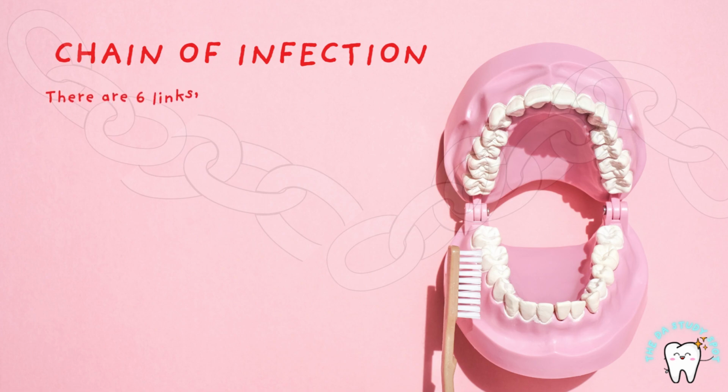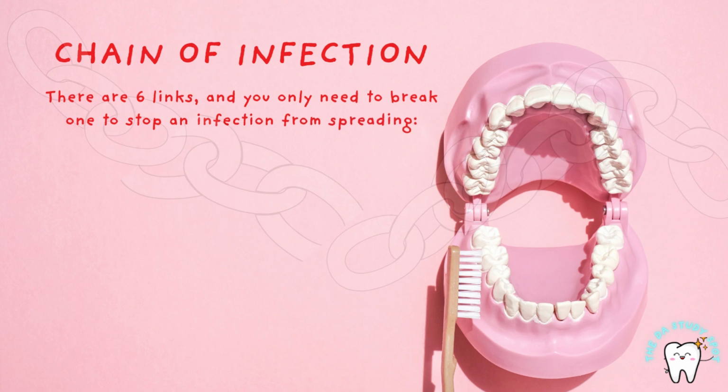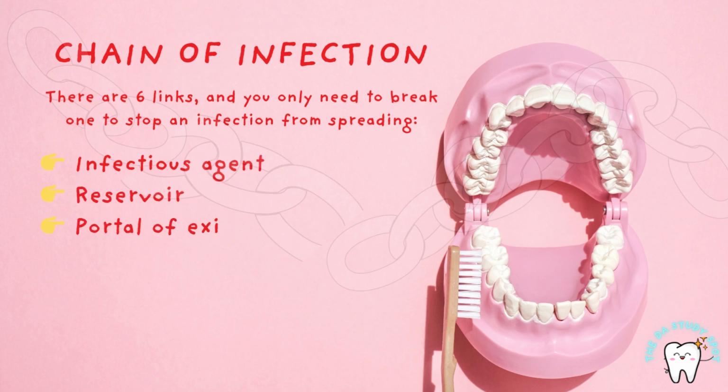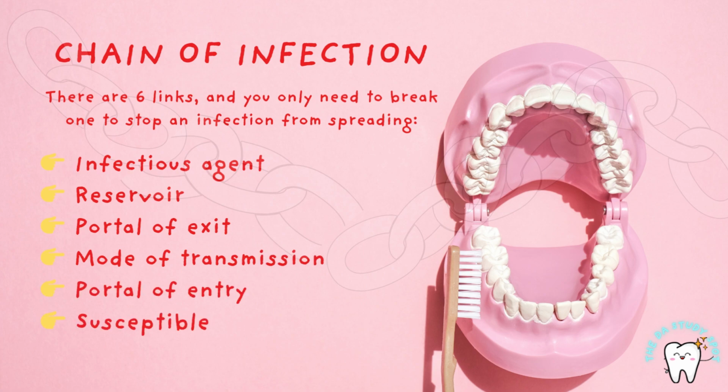Let's get into it. Chain of infection. Everything in infection control starts with a chain of infection. There are 6 links, and you only need to break one to stop an infection from spreading. Those 6 links are infectious agent, reservoir, portal of exit, mode of transmission, portal of entry, and the susceptible host. In the office, breaking the chain means using PPE, cleaning surfaces, and hand washing regularly. Simple moves change lives.